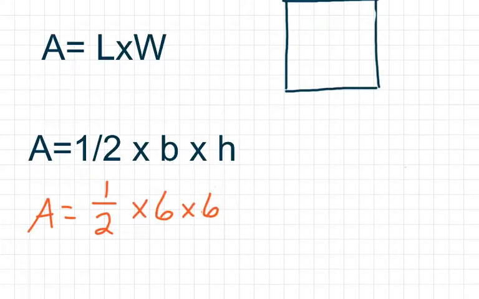Today we're going to talk about area of triangles. How do I find the area of triangles? First, I'm going to remember what an area of any object is. Area equals length times width.